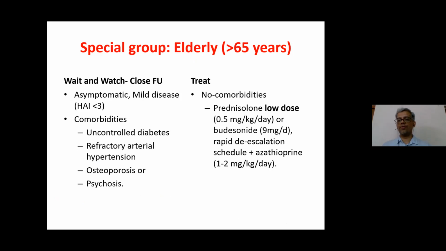Another important group: you've got a patient who's 65 or 70 years old who's been diagnosed with autoimmune hepatitis. Do I treat him? If your patient has no comorbidities, you can consider low doses of prednisolone or even budesonide, and consider rapid de-escalation and add-on azathioprine. On the other side, you may have an elderly patient who's got lots of comorbidities, complications, hypertension, diabetes, osteoporosis, psychosis, and he doesn't have very significant activity on his liver biopsy. Okay, you can take a call about wait and watch.